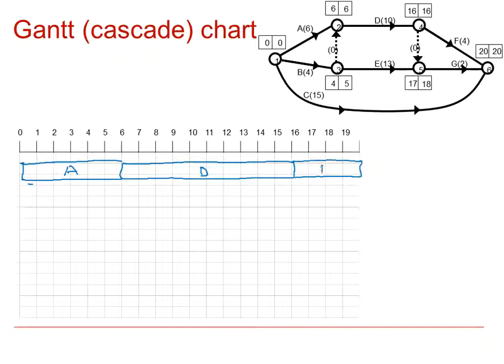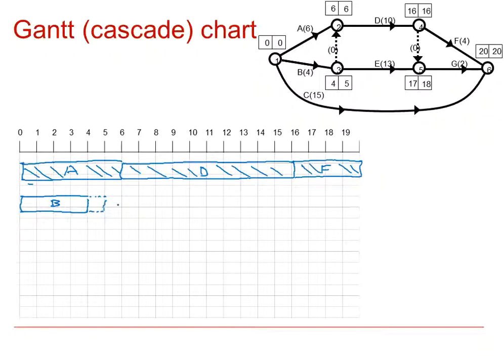Which is the duration. And sometimes these can be just gently highlighted to remind us they are critical. Next is B. B has no precedence, so can start at 0 and last for 4 units. So start at 0 and lasting for 4 units. There's B. But the latest B can finish is 5, so it has 1 unit of float, which we put at the end of B like that.